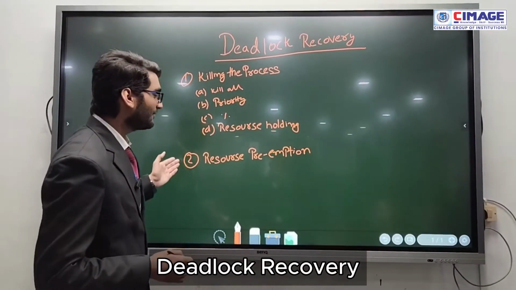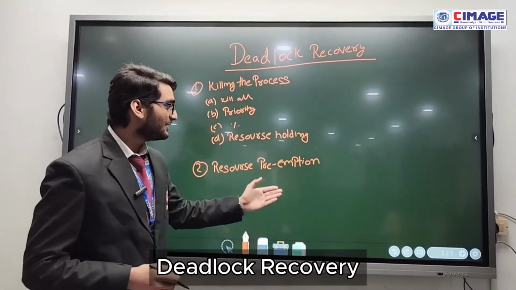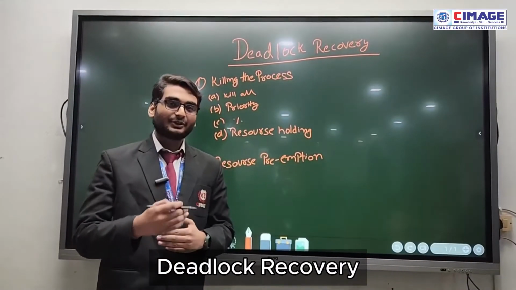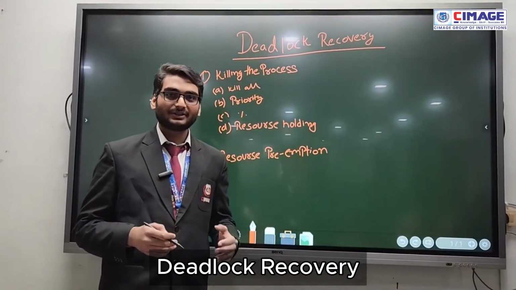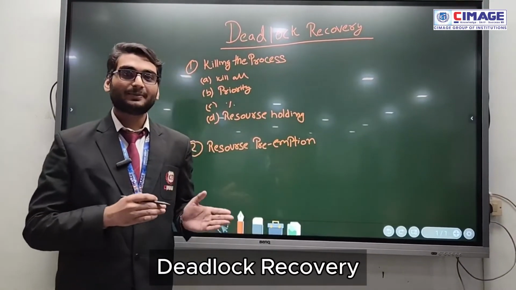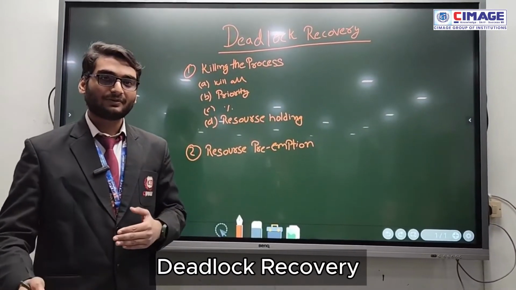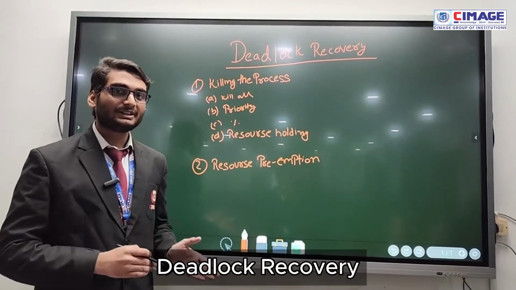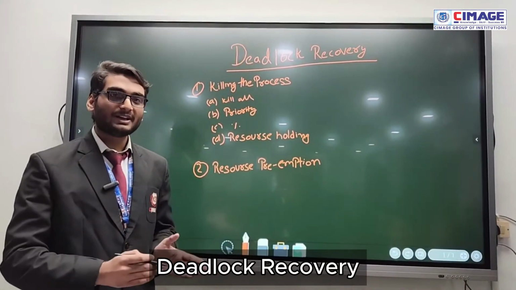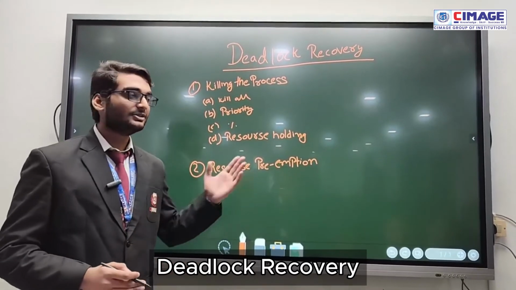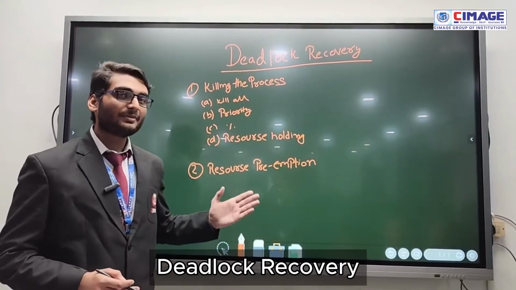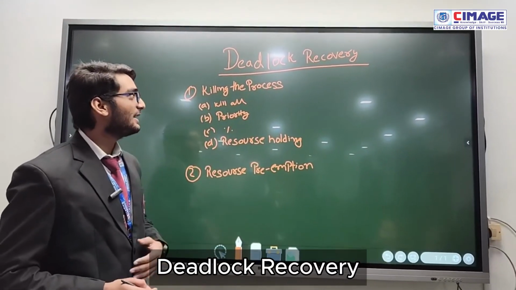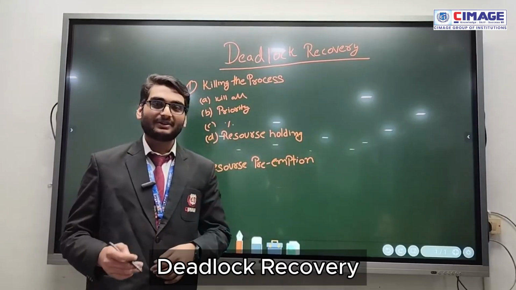Another method of recovery is resource preemption. Here we have to forcefully release the resources from any executing or holding process which is holding a huge number of resources, and distribute those resources to other processes, so that they can execute and perform their execution. This is the way we can recover from deadlock and prevent our system from deadlock.